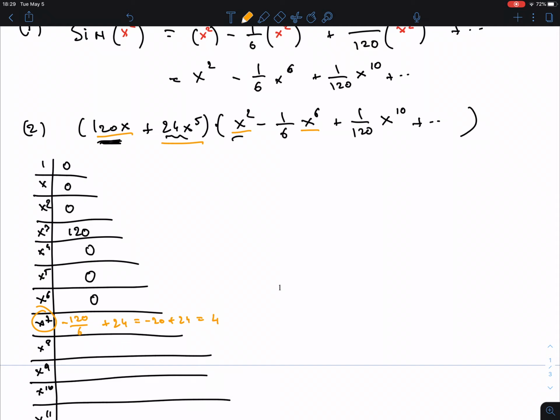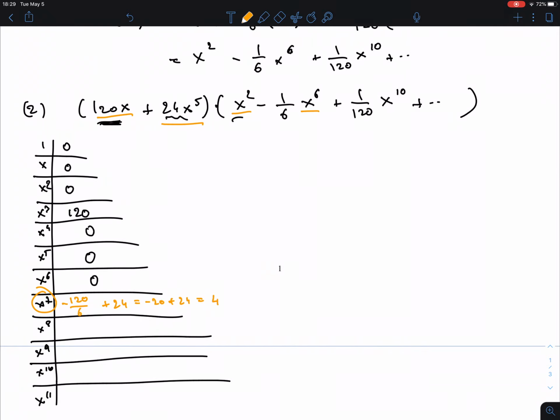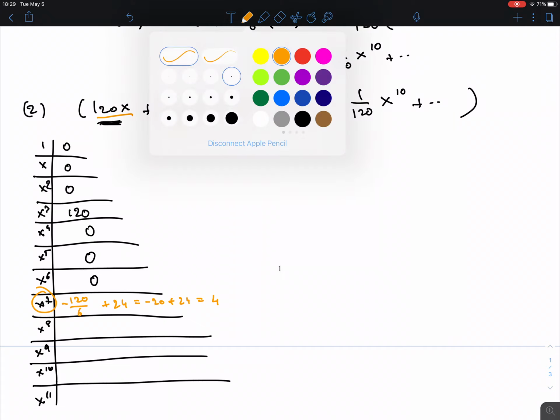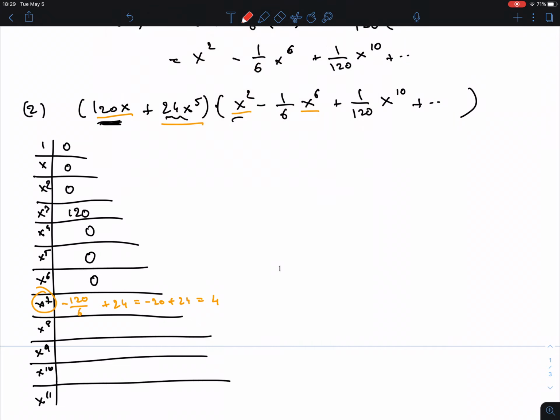So that's a non-zero term. The 8th power is not possible. Let's look at what happens here for the 8th power. With this one, we need an x to the 7th, doesn't exist. For this one, we need an x to the 3rd, doesn't exist. So, okay. X to the 9th, same reason.